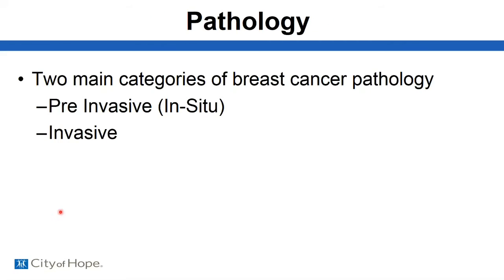So now the pathology comes back from the pathologist, and there's two broad main categories of breast cancer. There's what's called in situ carcinoma or pre-invasive disease. It's still a breast cancer, so it's a misnomer to call it a pre-cancer. And then there's invasive carcinoma, and we'll go over those two in a little bit more detail.